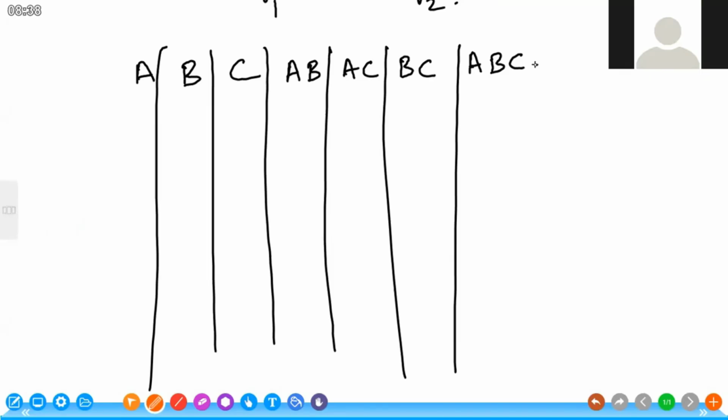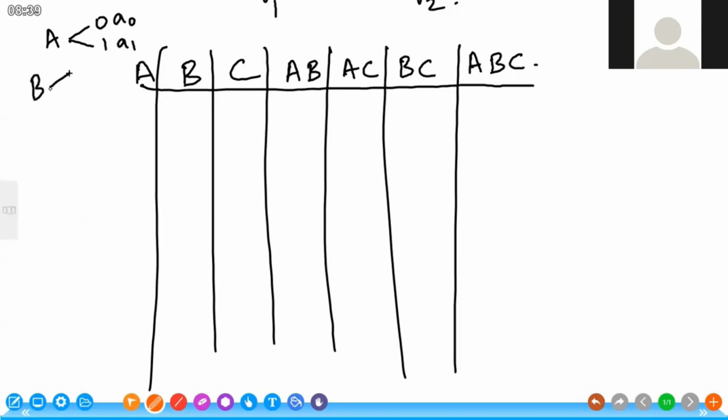So now we can say, can you remember, we have 2 levels. For A, we have 0 and 1, or we could call it A0, A1. Similarly, for B we have B0 and B1, and for C we have C0 and C1. So that is the concept that we are using.